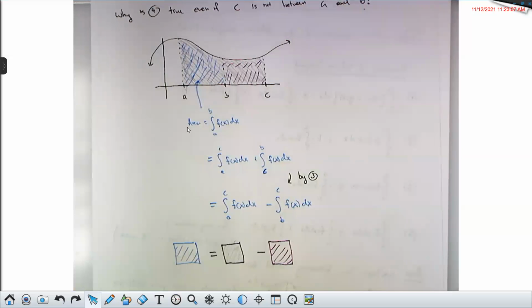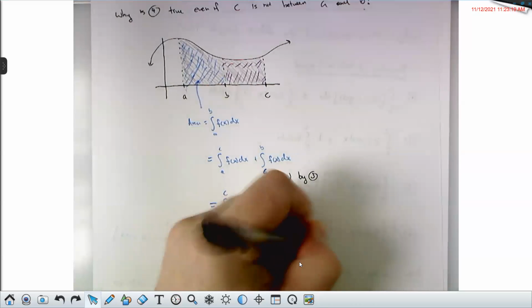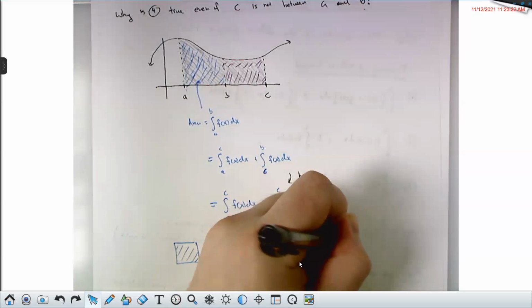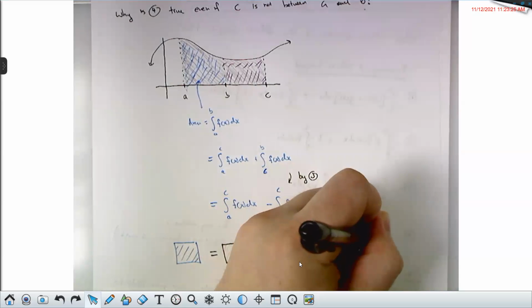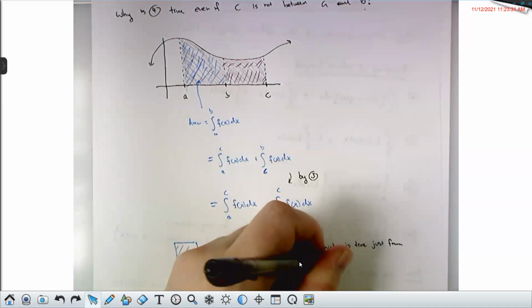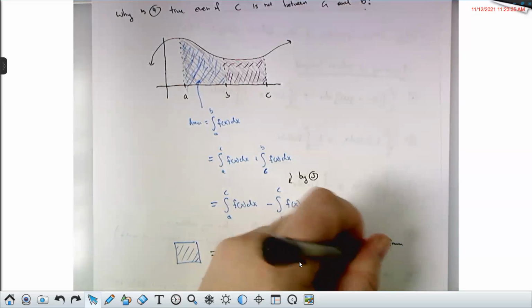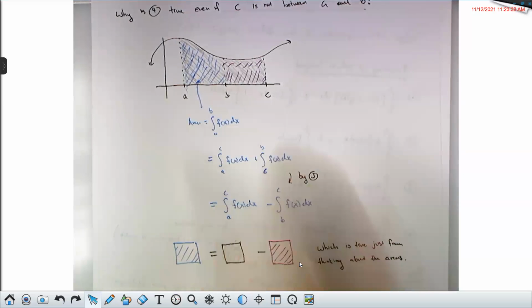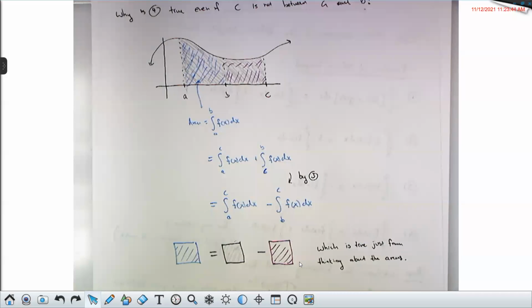And now here, what we're saying is that the blue area is equal to the total pencil area minus the purple area. And this is evidently true, just from thinking about the areas. And I always thought that was pretty cool. This is the source of some very confusing problems if you don't understand why it works. So I really wanted to show you why this works, even when c is not between a and b.